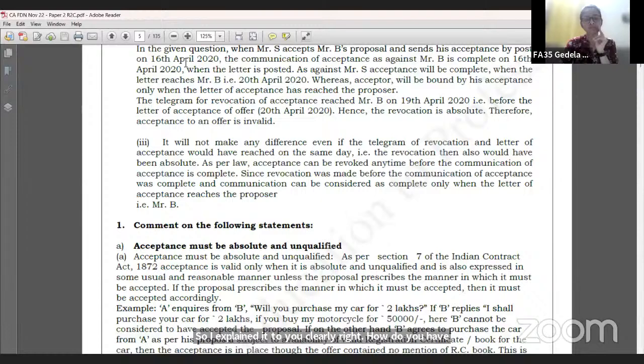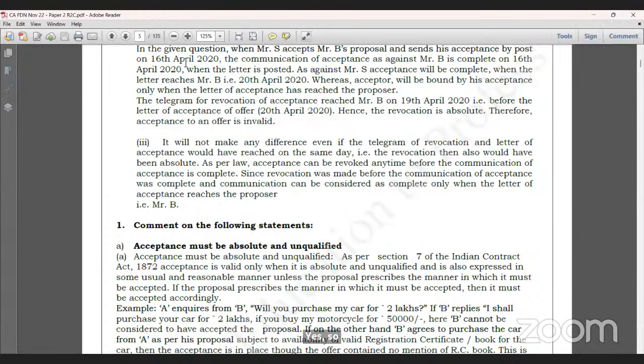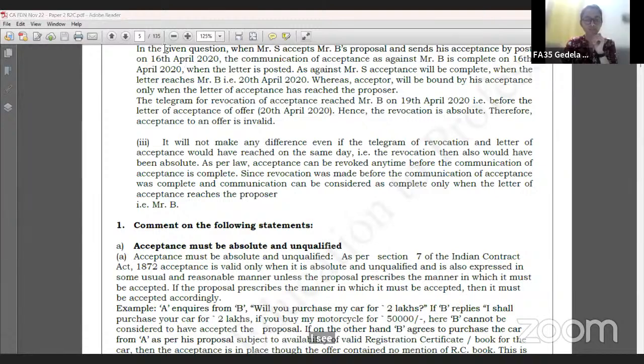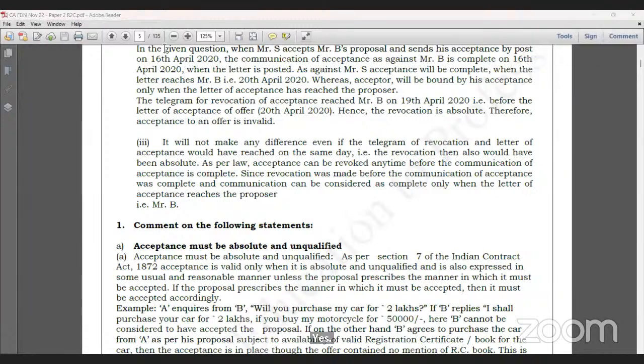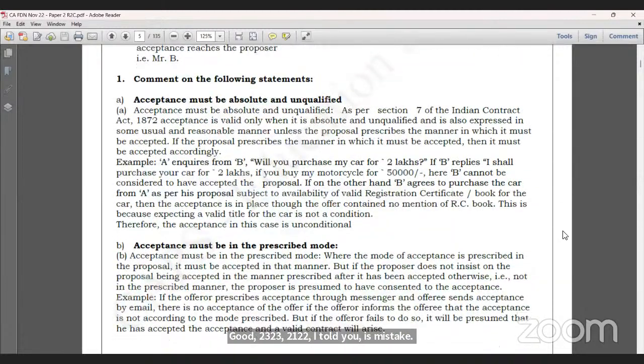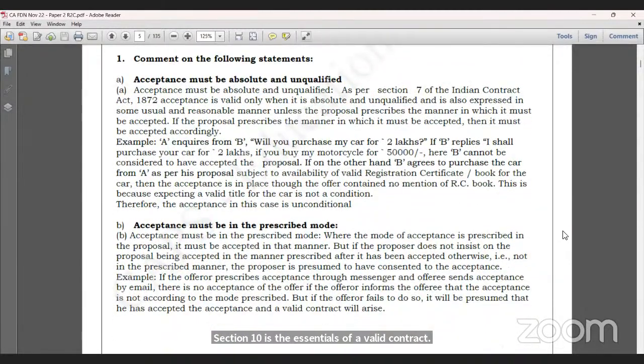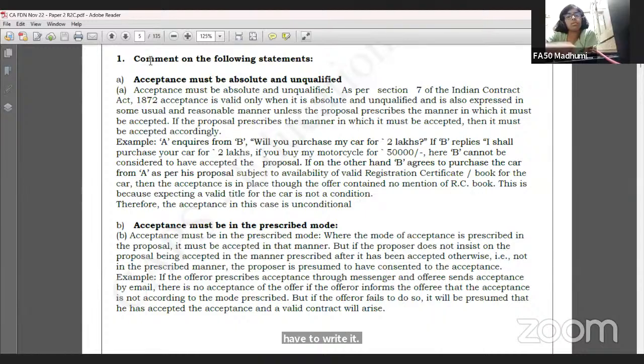And remember, this communication of offer and acceptance is section 4 of the Indian Contract Act. Keep that in mind. As you're doing the papers, remember the sections. Sections 20, 21, 22, 23, I told you, is a mistake. Section 10 is the essentials of a valid contract. So just keep writing them down. I told you already, make a separate notebook where you write all the sections so that it becomes easier for you. But if you don't know the sections, it doesn't mean you have to write it. Just forget about it. Got it or no? Yes, sir.